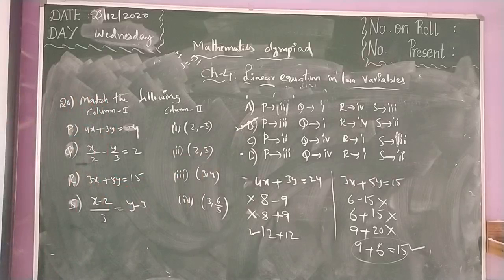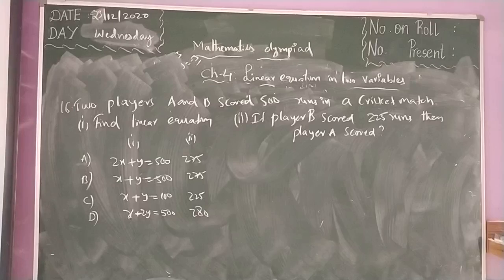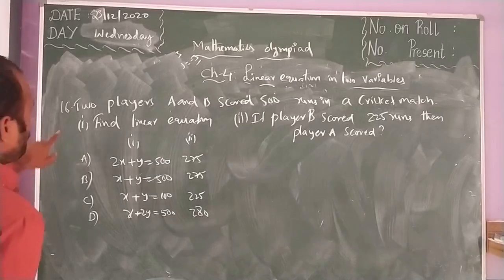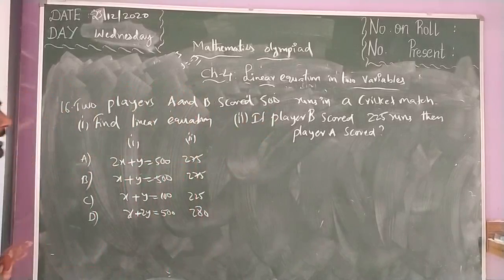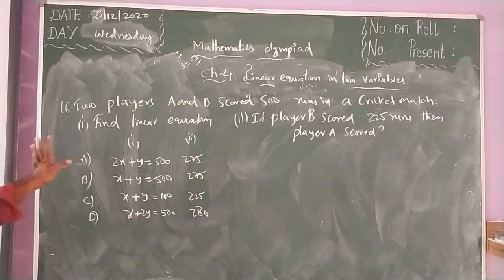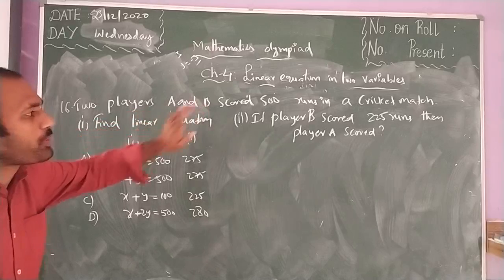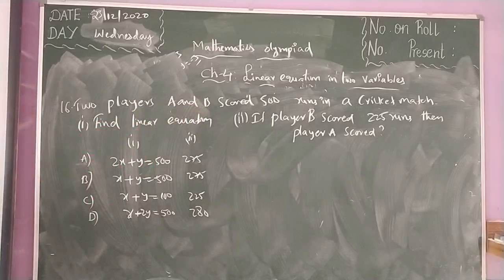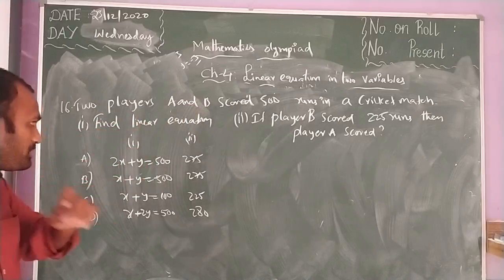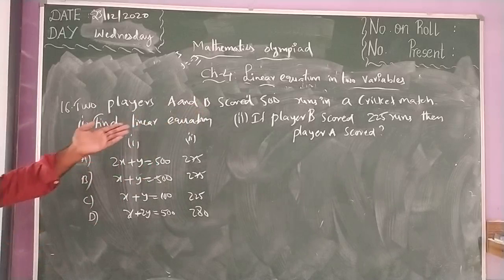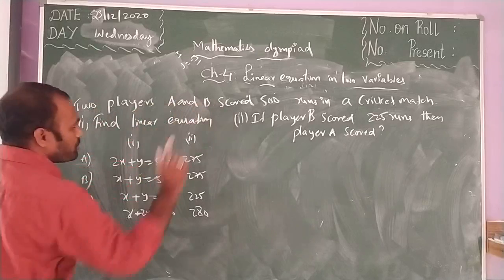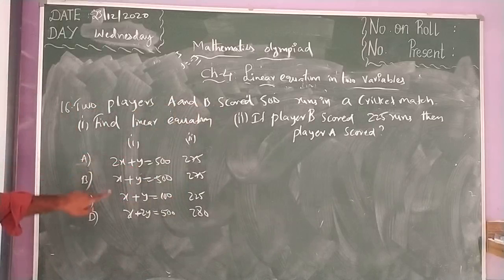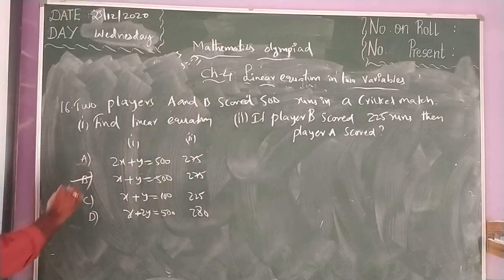Let us see this 16th question. Two players A and B scored 500 runs in a cricket match. There are two players, so let us assume that one is x and one is y. They have scored 500 runs in a cricket match. Find the linear equation. There are no other parameters, so directly we can say x plus y equals 500. So option B is the correct answer.